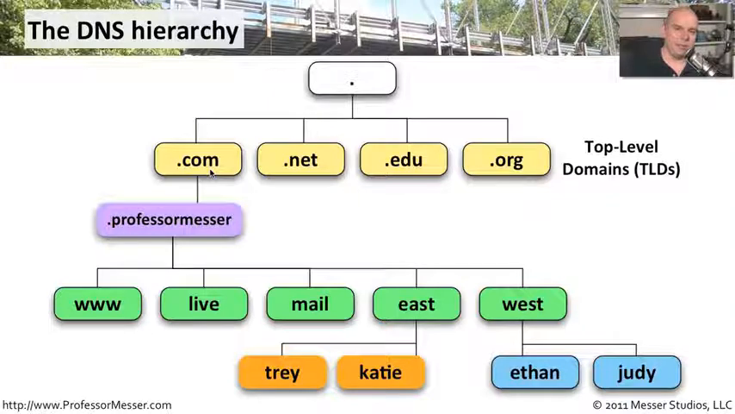But let's say in my organization, I also have an east and a west that I use to separate out my organization. And in the east, there might be other machines out there. One would be trade.east.professormesser.com. One might be katie.east.professormesser.com. There might also be a west part of my organization. So there may be a computer at that side called the ethan.west.professormesser.com device, and so on and so forth.